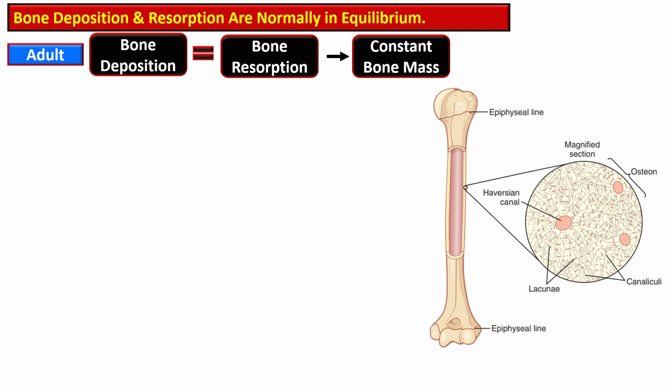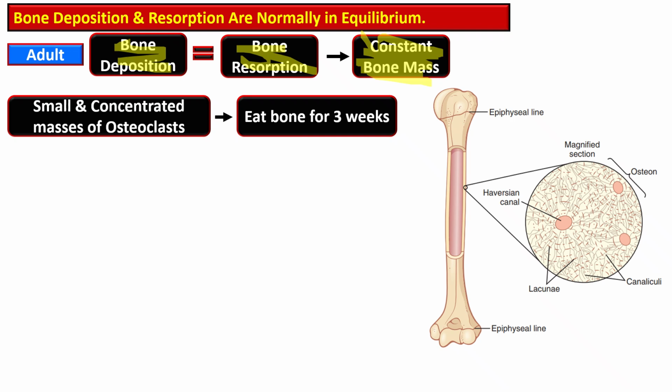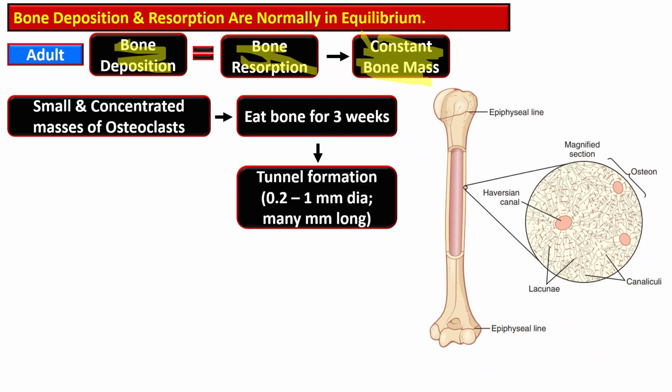So here the bone remodeling occurs in equilibrium. In adults, the deposition of the bone is equal to the breakdown of the bone, or resorption of the bone. So the stable bone mass is maintained. In the resorption phase, that is led by osteoclasts, which are bone resorbing cells, they gather in a small group, and these cells digest bone for about 3 weeks, creating a tunnel. This tunnel is about 0.2 to 1 millimeter in diameter and many millimeters long.